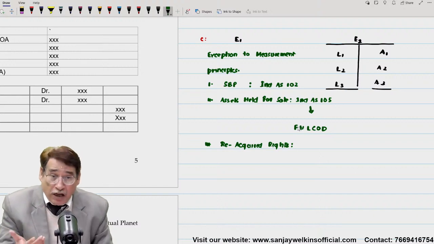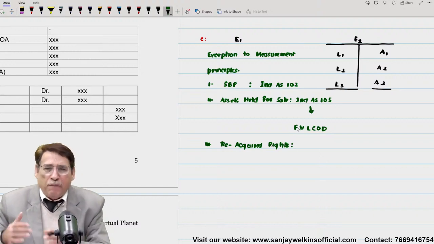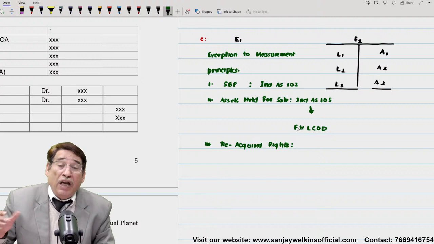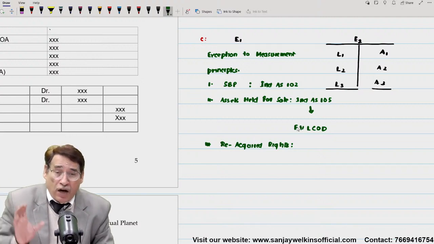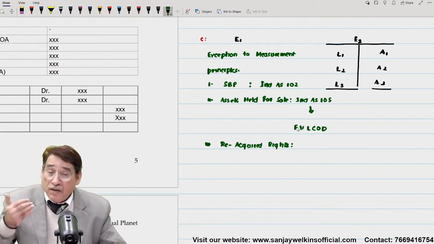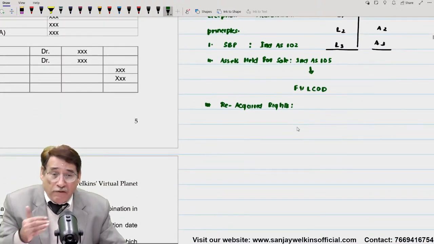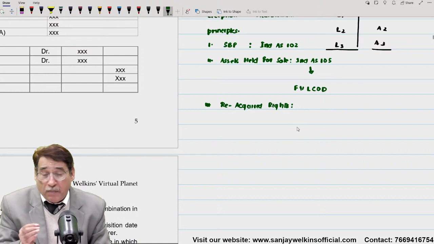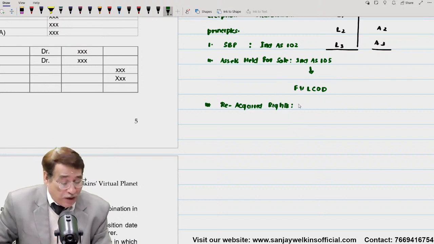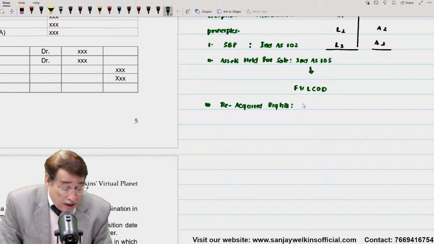Then at what value? We have kept a separate section, correct, where we are going to discuss the reacquired right, and there is a separate section by the name of pre-combination relationships. Over there, I will let you know exactly how the measurement is done, but here I will simply write, it will be measured as per the remaining terms of the contract.